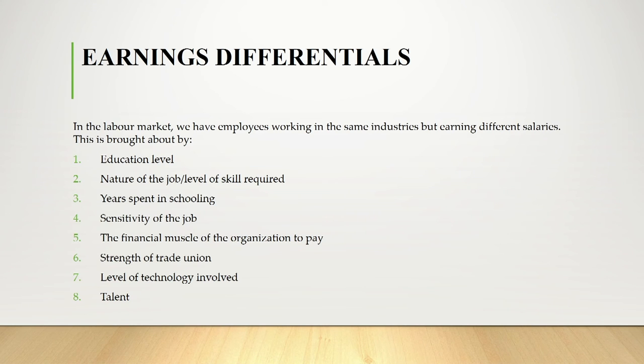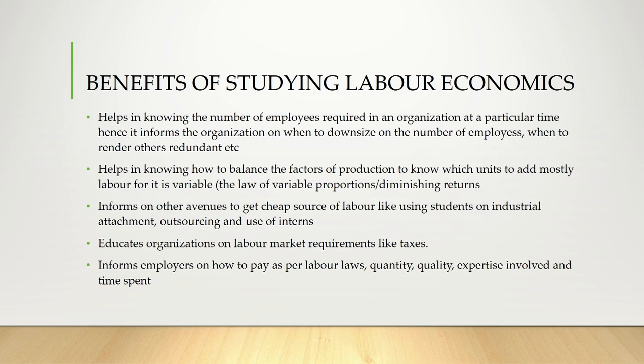The other thing is the financial muscle of the organization to pay, because an organization cannot pay what it doesn't have. Then we have the strength of the trade unions. If your trade union has a strong bargaining muscle, then you are likely to be paid more. We've talked about talent. Rare talents attract a lot of money.